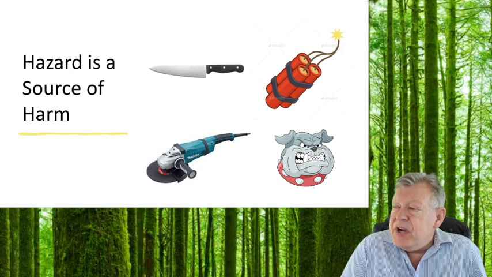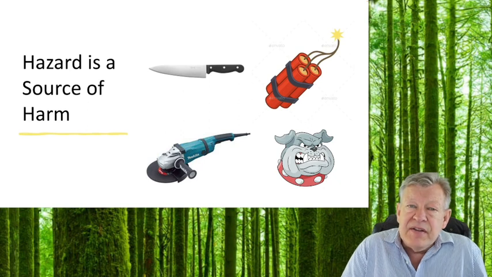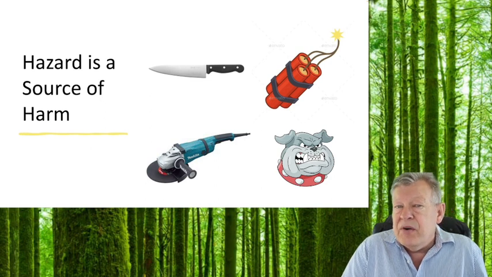Now, the picture here shows a knife, an angle grinder, a nice angry bulldog, and there's a cracker or some dynamite there. Those are all examples of hazards that if you get close enough to them and there's energy behind them, whether I throw the knife or I use it forward and backwards with my hand, or whether you fall onto it, or if I push it into you or into an object, then it will cause harm. It will cut you.